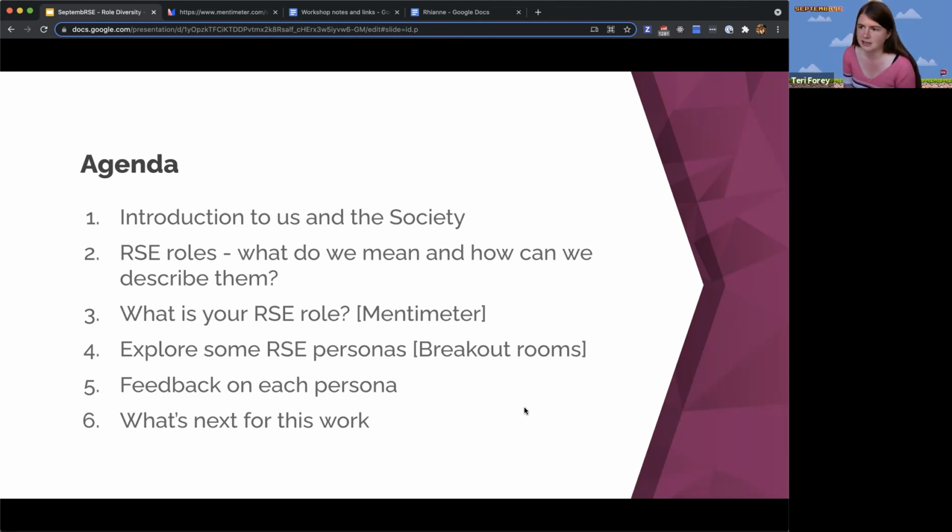And in the second half of this workshop, we will be doing some exploring of different possible RSE personas, and we'll do that in breakout rooms, and we'll have a bit of feedback on that, and then we'll finish up by exploring and discussing what's next and where do we go.